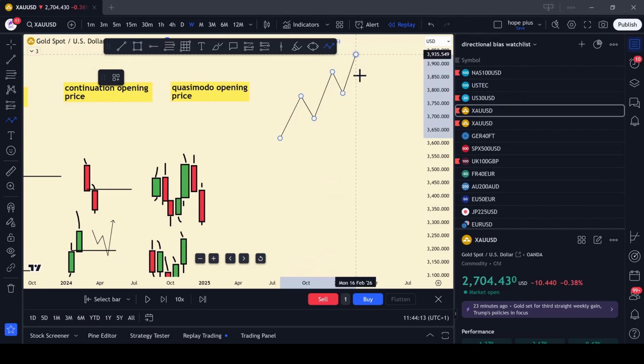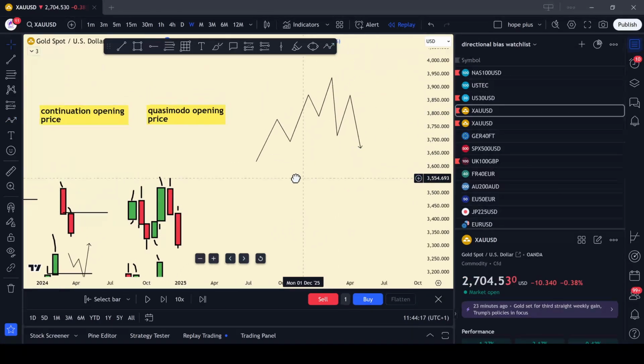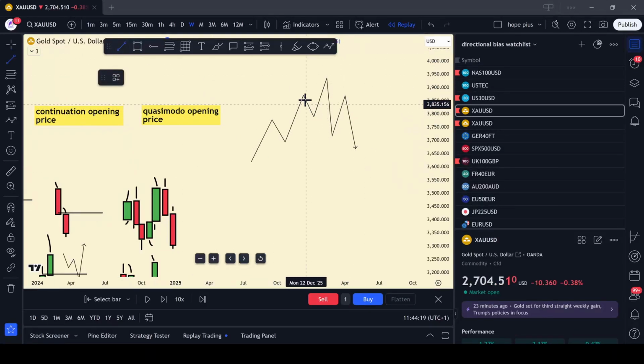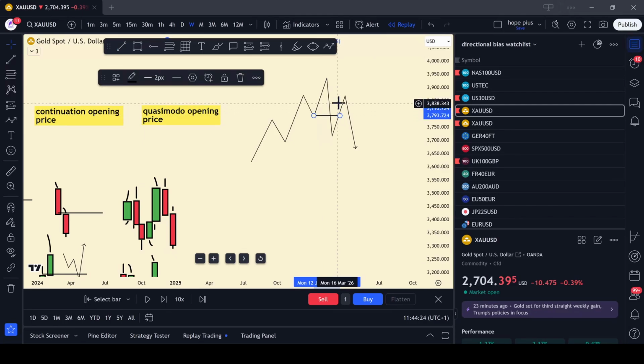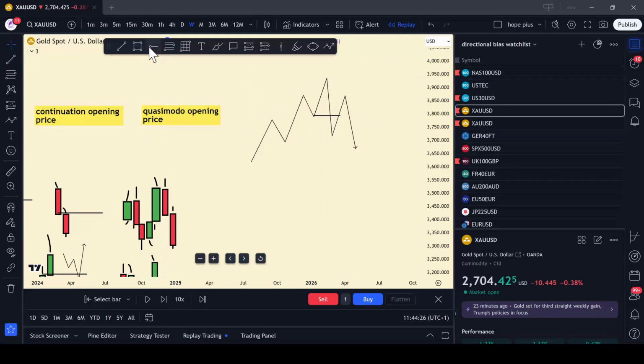Then we have a break of this. This is a typical Quasimodo. We have a neckline here. Price breaks this, and then if you are trading the Quasimodo strategy, you take your entry once price comes back to the Quasimodo line. All right.